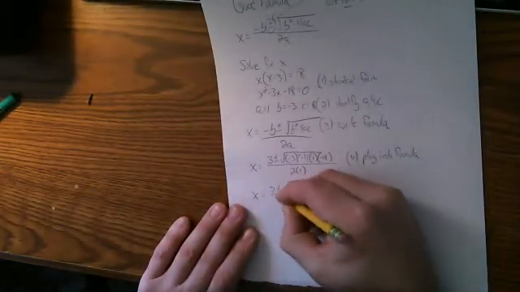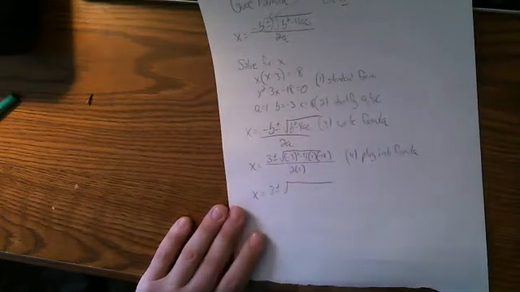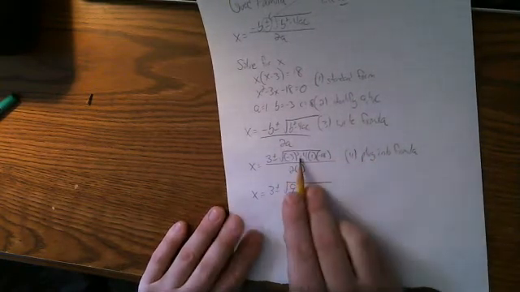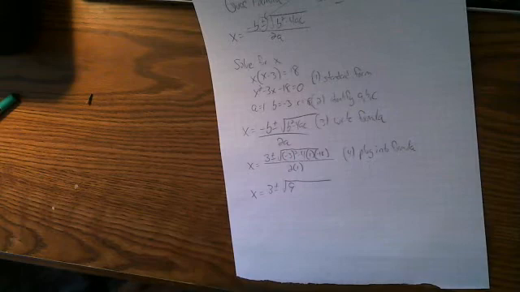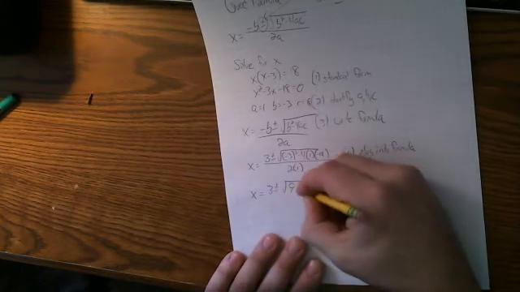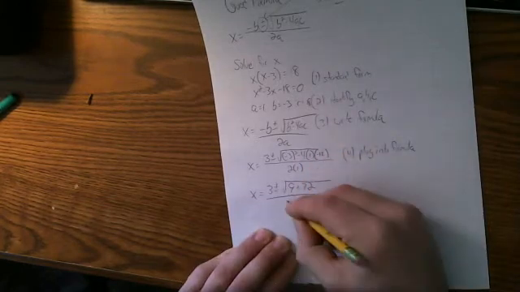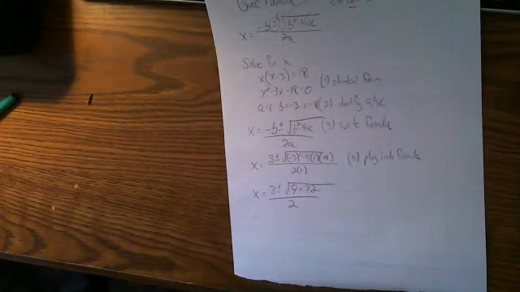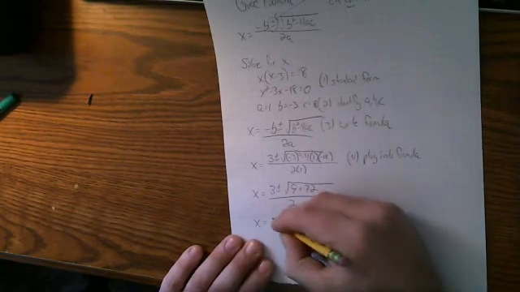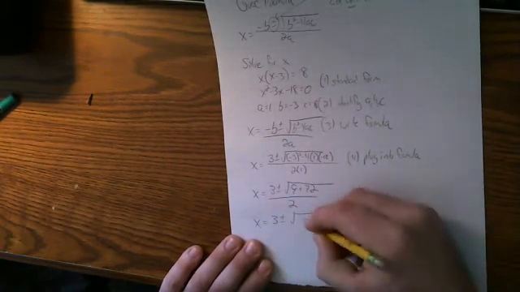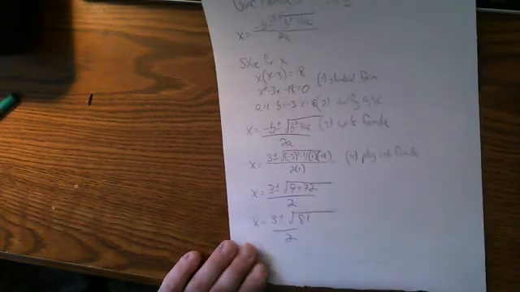X equals 3 plus or minus square root of 9. Negative 4 times negative 18 is, let's see, 40 plus 32, which is 72. X equals 3 plus or minus the square root of 81 over 2.